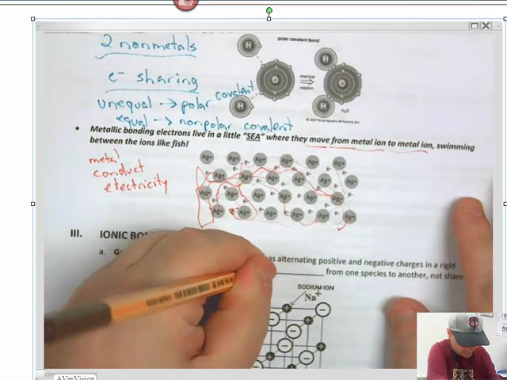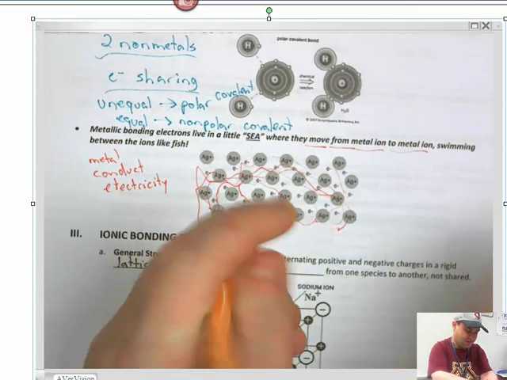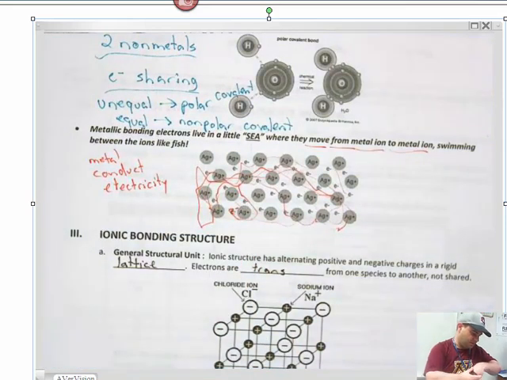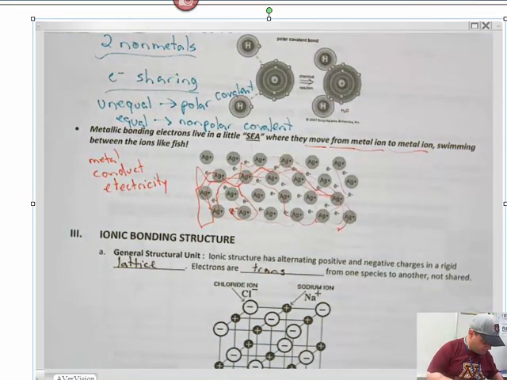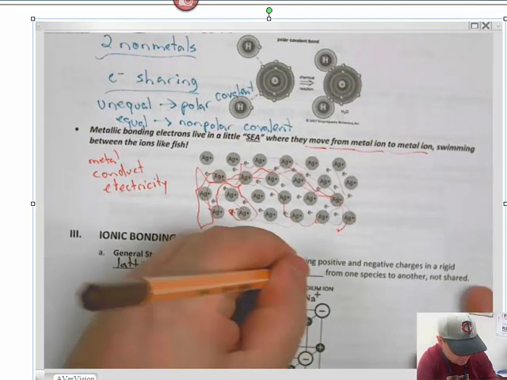Electrons are transferred. Let me take that watch off. That's annoying me. We need another sound effect, don't we? No way. Yes, way.